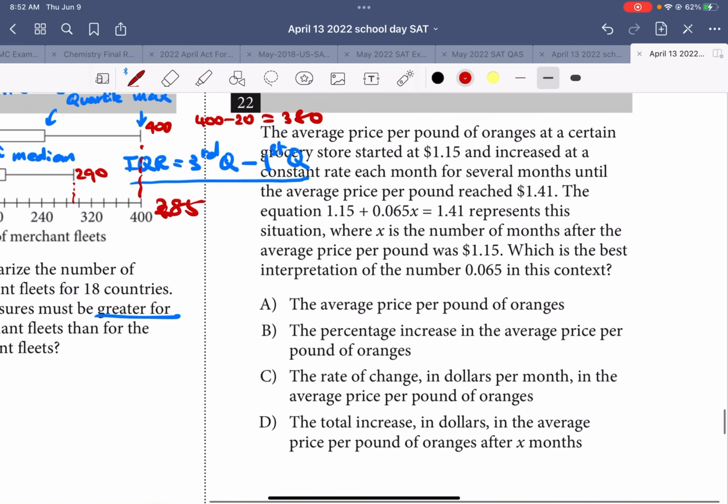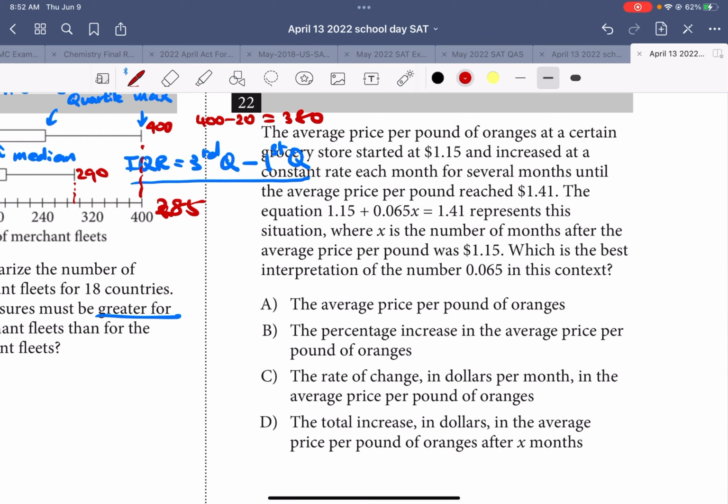Number 22. The average price per pound of oranges at a certain grocery store was 1.15. It increased at a constant rate each month for several months until the average price reached 1.41. The equation 1.15 plus 0.065x equals 1.41 represents this situation, and x is the number of months after the average price per pound was 1.15. Which is the best interpretation of the number 0.065 in this context?